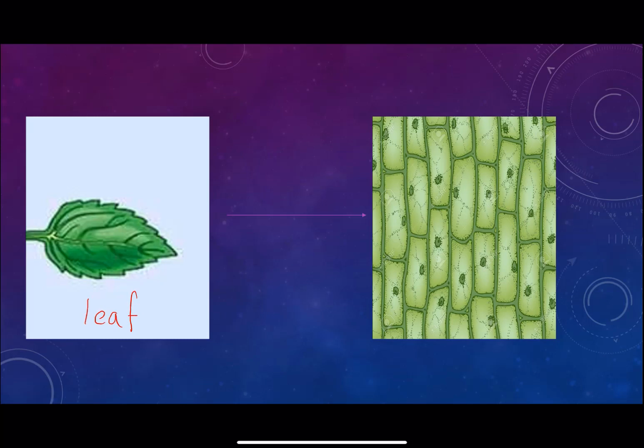We will find it consists of tissues. If I take one tissue like that, it is the cell of plant. Okay? I will repeat it again.